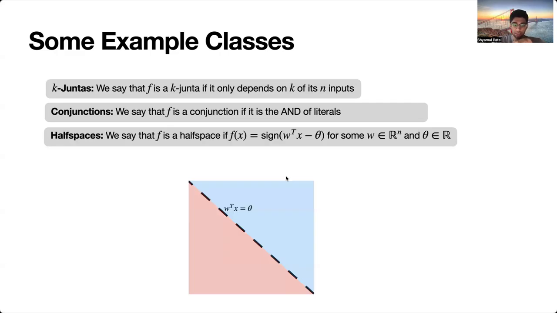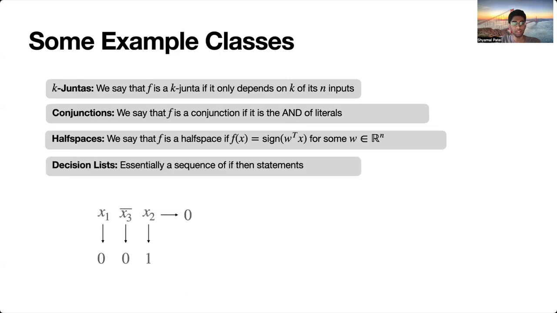There's half spaces. F is a half space, intuitively, if the points it labels as 0 and the points it labels as 1 can be separated by a hyperplane. Finally, there's decision lists. And these are a little bit notationally hairy to define, so I'll maybe just describe what they are.